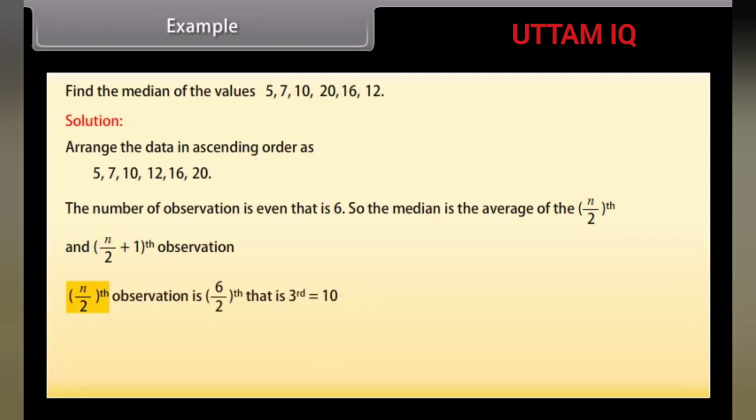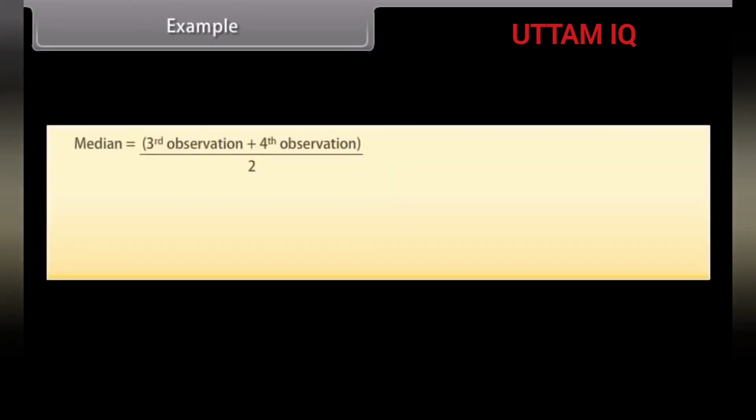N by 2th observation is 6 by 2th, that is, third, equals 10. N by 2 plus 1th observation is 6 by 2 plus 1th, that is, fourth, equals 12. Median is equal to (third observation plus fourth observation) by 2, which equals (10 plus 12) by 2 equals 11.